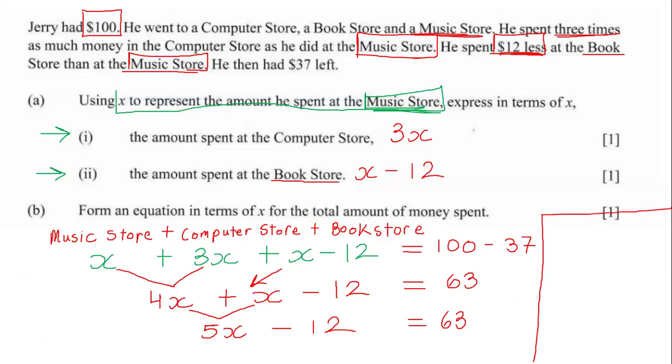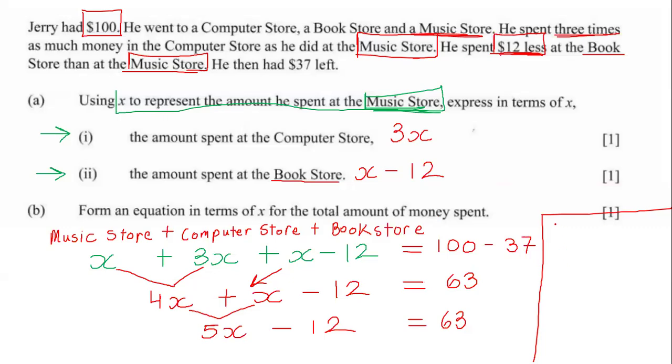Now, did they ask us to solve for x in the next question? What did the next question say? I don't know if y'all wrote it down. It's solve the equation formed in B, to determine the amount of money spent at the music store. So you have to solve this equation formed in B. Class, how are we going to solve this equation?